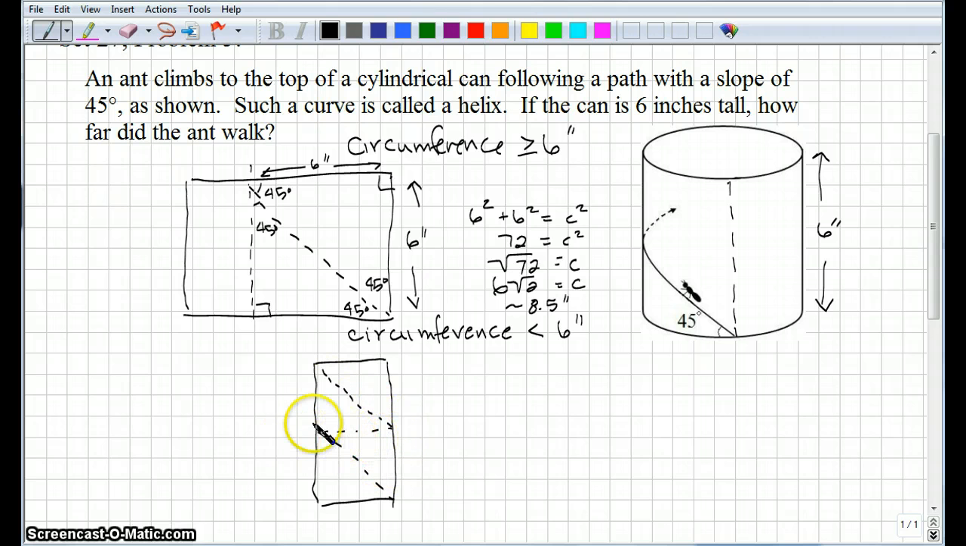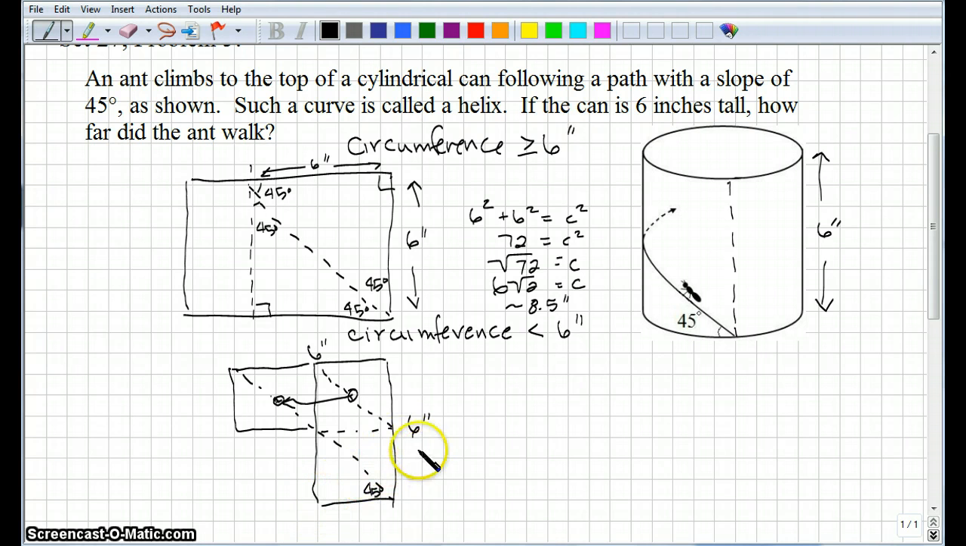But you can see that if we take this top part of the can and shift it over, so that these paths meet up, you can still see we have a 45-degree triangle, and the path is still going to be 6 times the square root of 2 in length. All I've done is take this and cut it and shift it over to here. The path length is the same. If we have 6 inches here, then this is going to be 6 inches here if this is a 45-degree angle. Does that make sense?